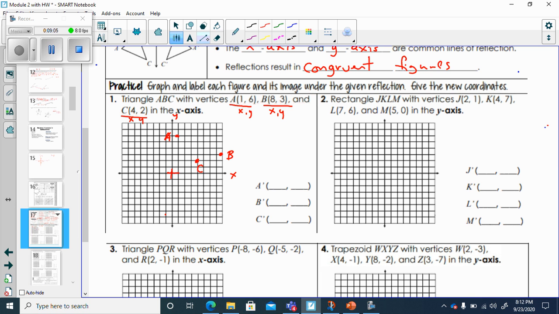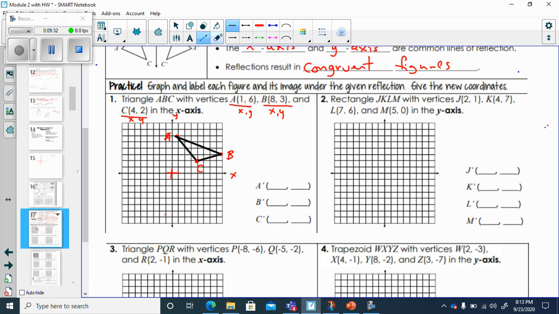Now let me see if I can draw this as a straight line for you. Sometimes I'm not so good at straight lines on these, but we're going to give it a shot. Go from A to C. Here we go. From C to B. And from A to B. There we go. There's our pre-image. See, there's no tick marks on these. This is called the pre-image.